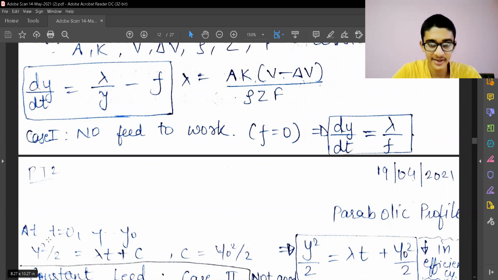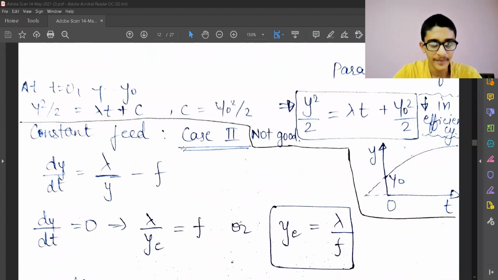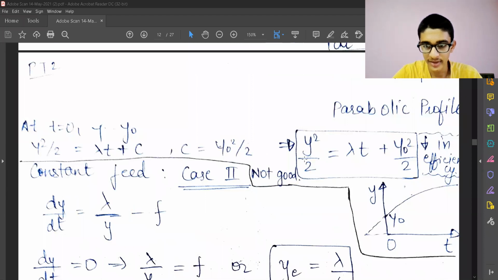So I just solved this differential equation and used the initial condition, because it is differentiation with time. So at t equal to 0, my y is equal to some given value y naught. Let me write again: y is equal to y naught at time t equal to 0.